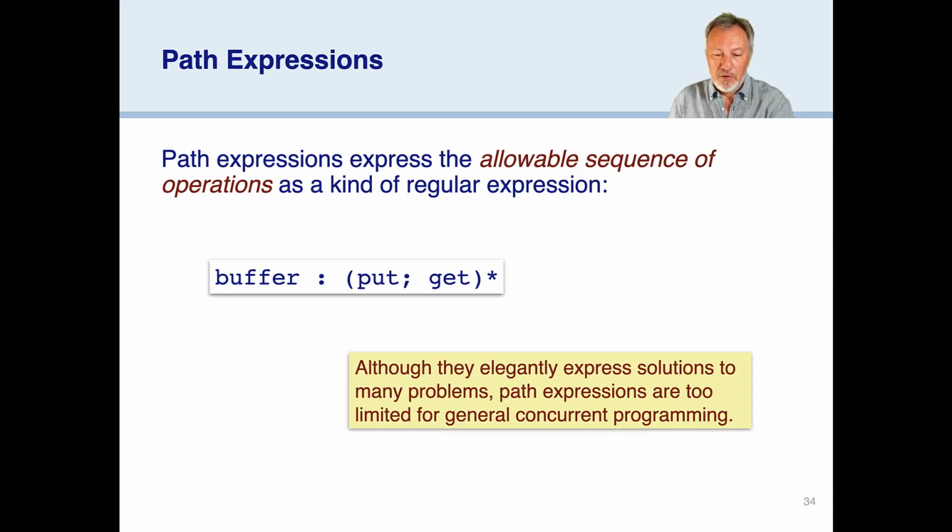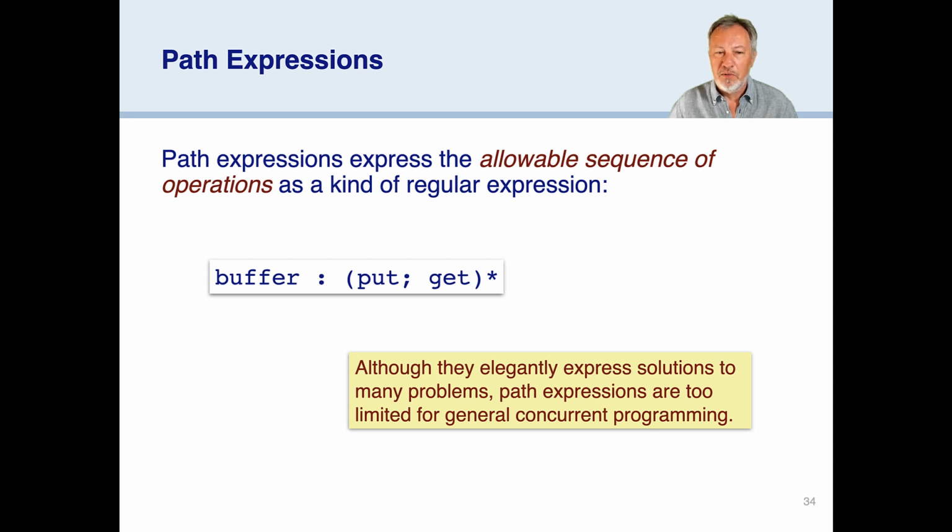Historically, there's another approach known as path expressions, and they're very elegant for certain kinds of problems, but they're a little bit limited in expressive power. The basic idea is that if you have something like an object with various operations that can only be performed in a certain way, you can express the allowable sequence of operations as a kind of regular expression.